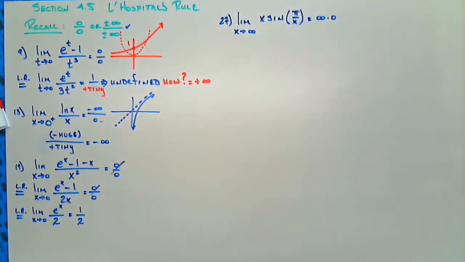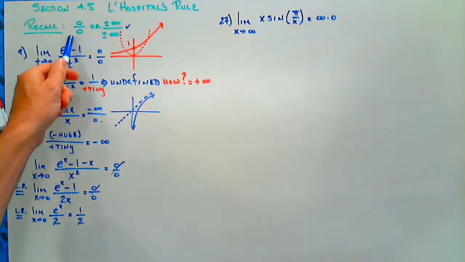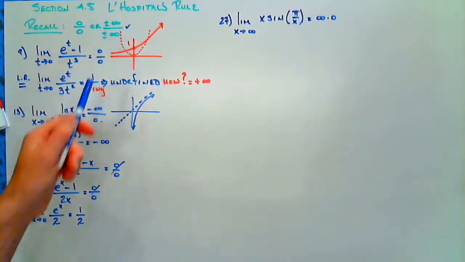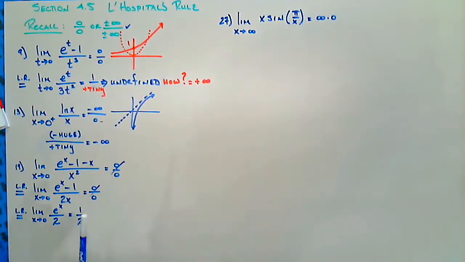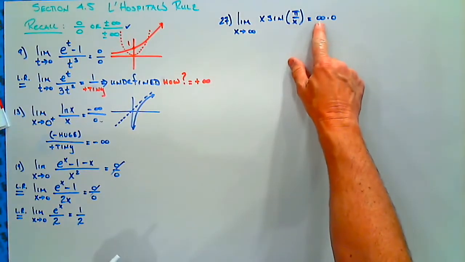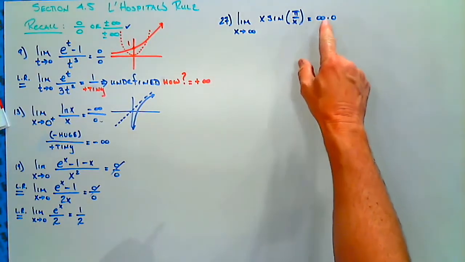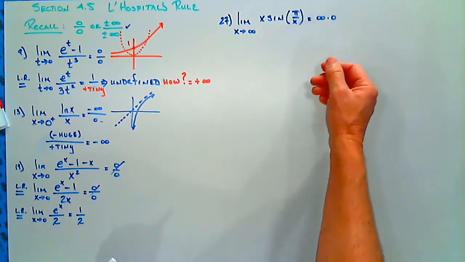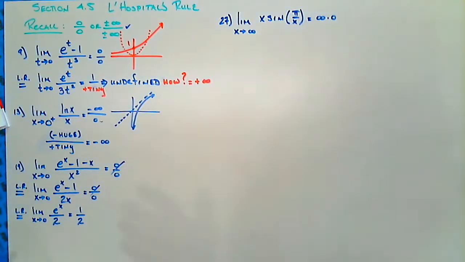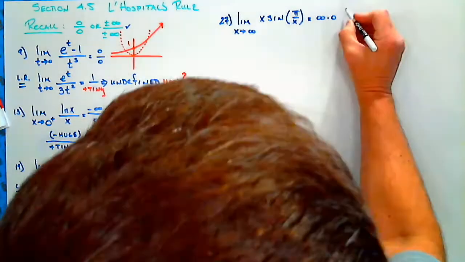Now, that is not a form that L'Hopital's rule will directly solve. L'Hopital's rule will not solve that. L'Hopital's rule says we have to have a fraction with an infinity plus or minus divided by another infinity plus or minus, or we have to have 0 divided by 0. We don't have that in this case. So what are we going to do? Well, we call this an indeterminate product.